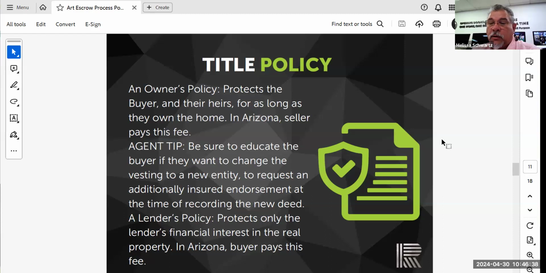A lender's policy protects only the lender's financial interest in their real property, and in Arizona the buyer pays for this fee. The lender always wants to be in first position. The only person they want above them is going to be taxes. Okay, it's going to be taxes and then the lender insurance. And it steps down from there.